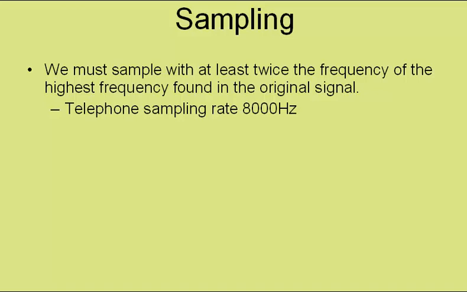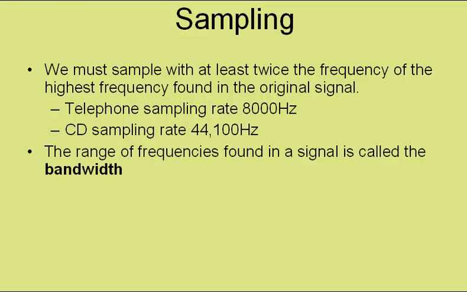But for a telephone, all we need to be able to do is recognize the person's voice and what they're saying. For a CD, we want to get all the information that humans can hear up to 20,000 Hz. Therefore, we need to sample at least twice 20,000 Hz. CDs actually sample at 44,100 Hz. And of course they're doing this for the left-hand speaker and the right-hand speaker.